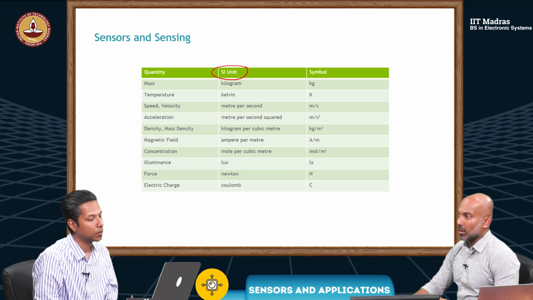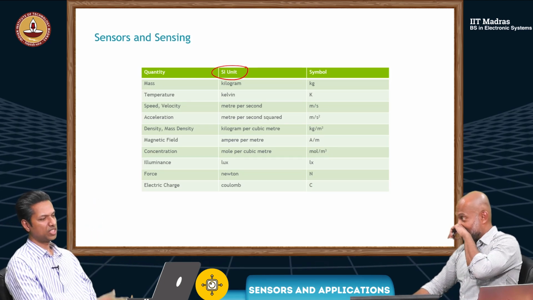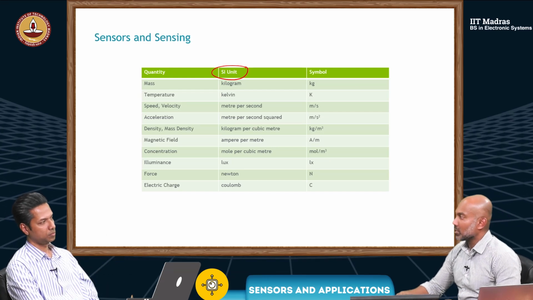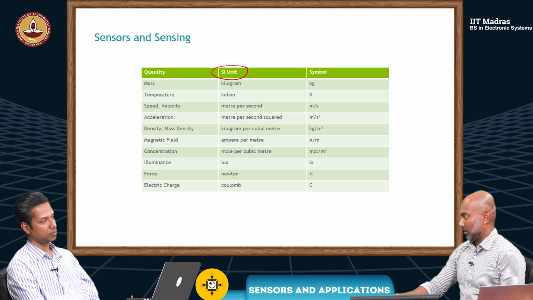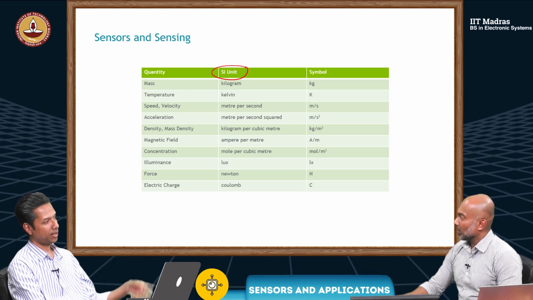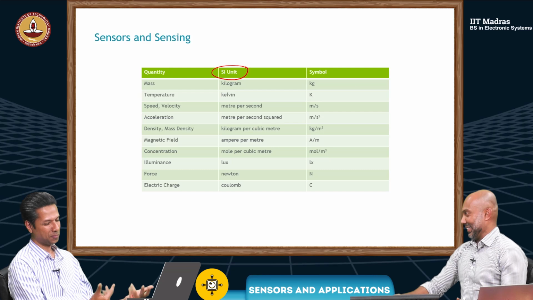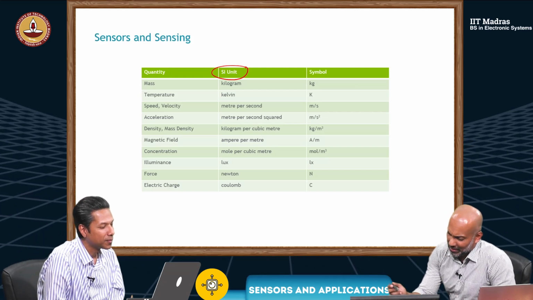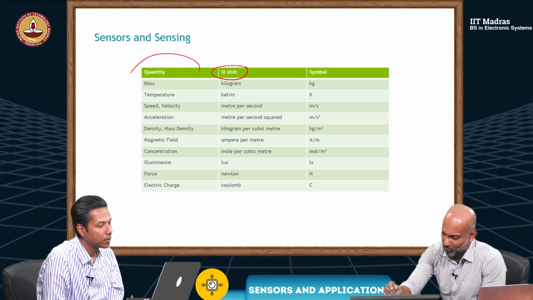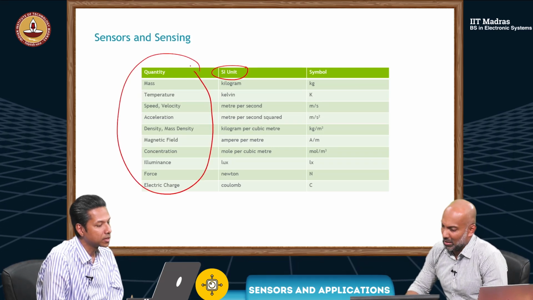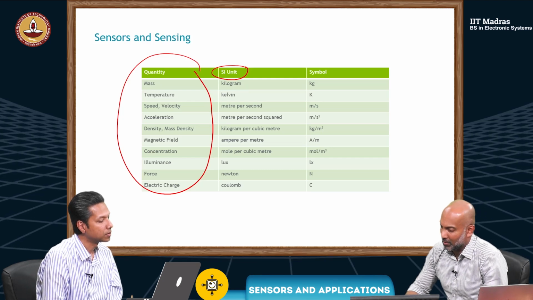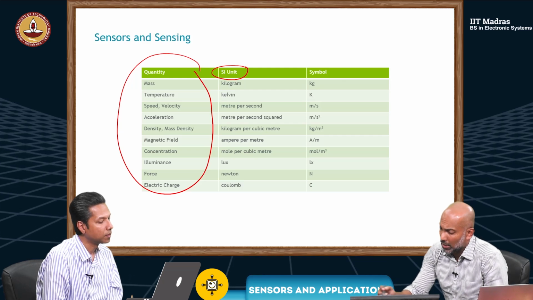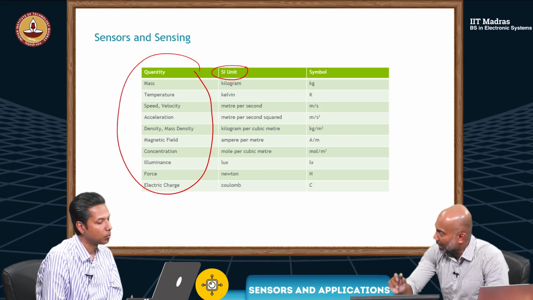Now, there is some internationally accepted standard, some way to standardize your measurements. So the 1 kg here and 1 kg in the plants should be the same, otherwise it's a problem. Again, here I've just shown some quantities: temperature, speed, velocity, acceleration, magnetic field. They all have an SI unit.